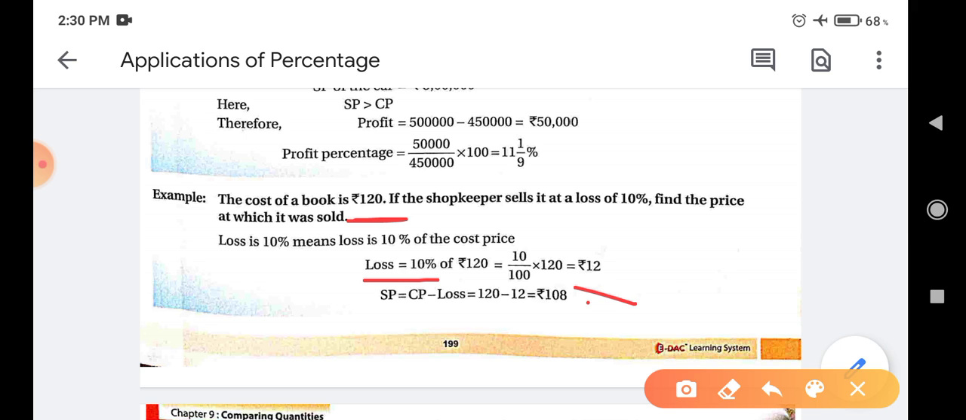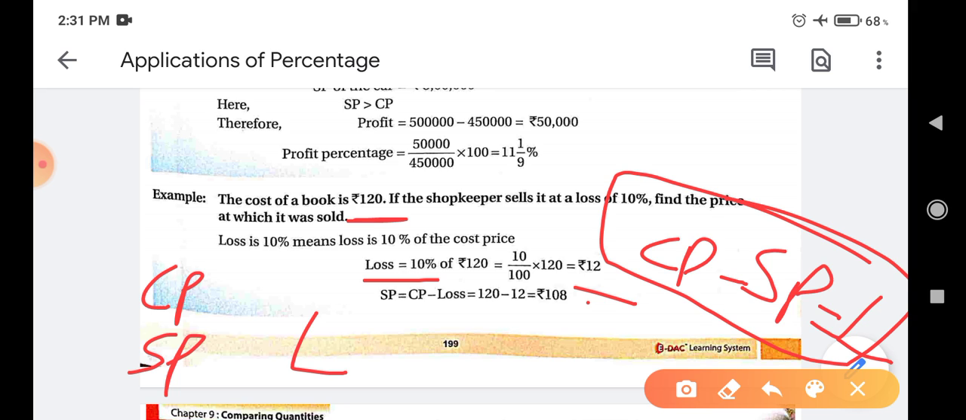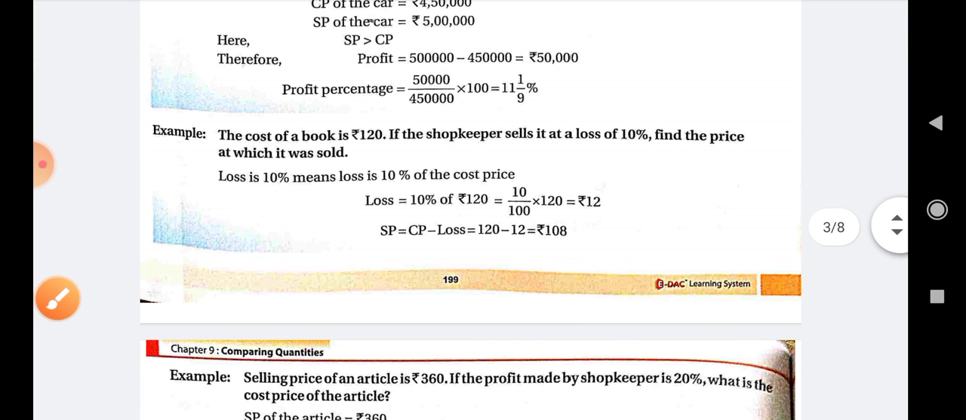Now what is the relation between CP, SP and loss? Loss occurs when CP is greater than SP. That means CP minus SP is loss. Now we will put values in this formula. Loss is equal to CP minus SP. Then we can calculate the value of SP. Then SP will be 108 rupees.